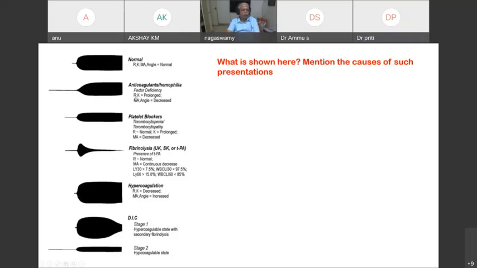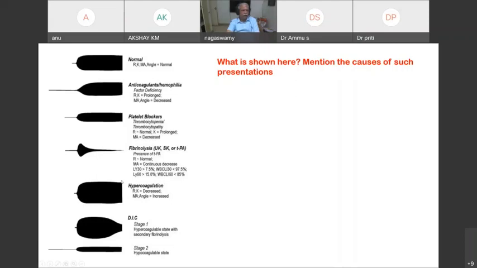The reaction time and clotting time are prolonged. The MA and angle, the amplitude and angle, are decreased. This is the case where platelet blockers are there, that is, antiplatelet agents. The reaction time again is normal, but the clotting time is prolonged and the amplitude of the clot is decreased. This is fibrinolysis, where instead of being normal it is getting thinned out. It is a tail appearance, which is fibrinolysis.